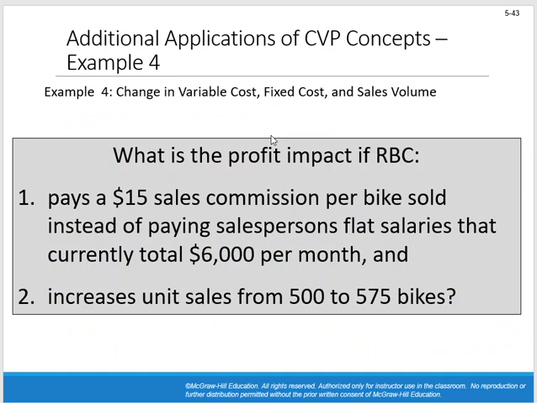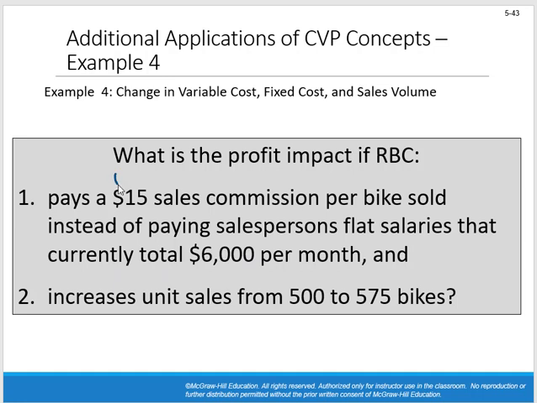All right, try this one. So we want to reset. We've got our original scenario at 500 units. And what is the profit impact if RBC pays a $15 sales commission per bike sold instead of paying salespersons flat salaries that currently total $6,000 per month.